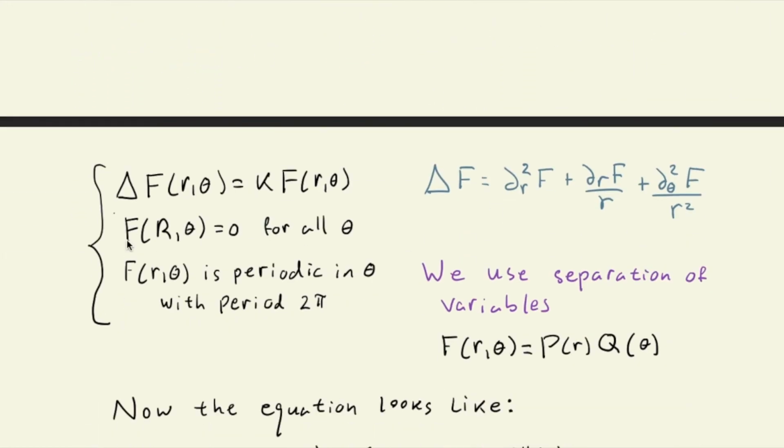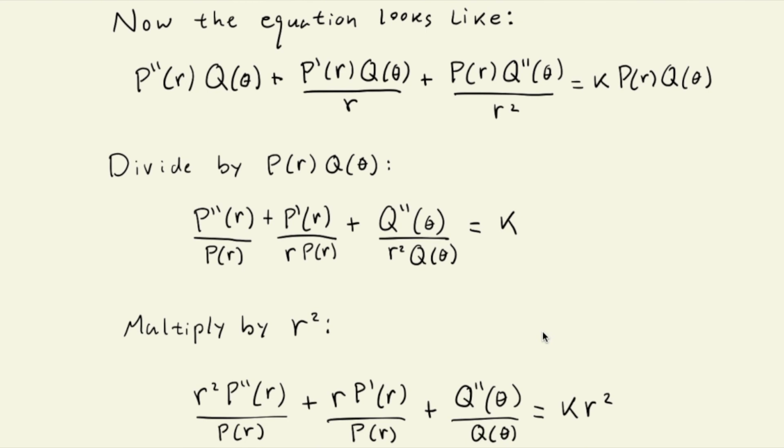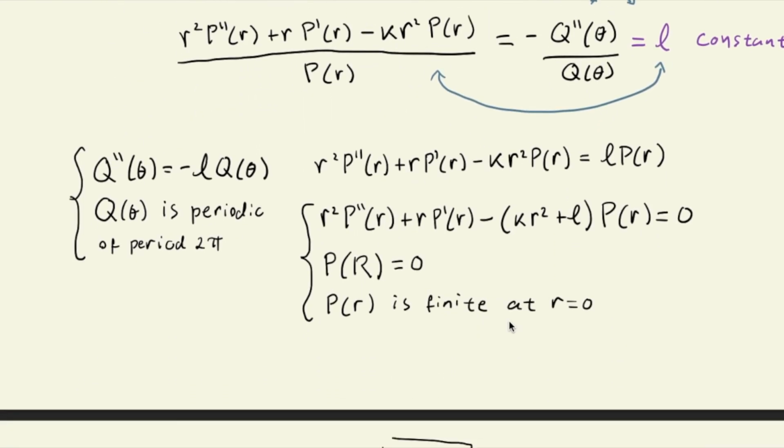So we computed f by considering the boundary conditions. We found this problem here. F has to solve this equation here, being an eigenfunction of the Laplacian. It has to vanish at the boundary and has to be periodic in theta. We used separation of variables for f to find p, making it p of r times q of theta. We found these two problems, right? One differential equation for q in the variable theta, one differential equation for p in the variable r.